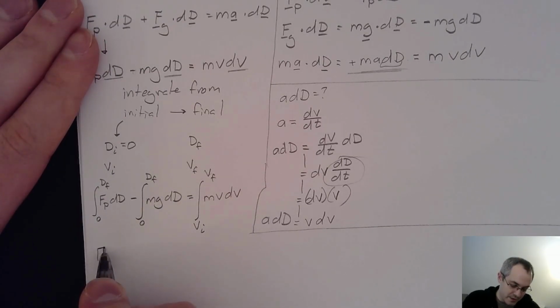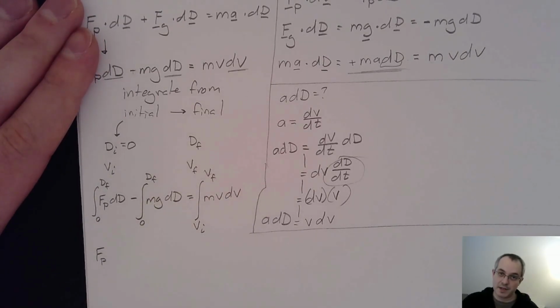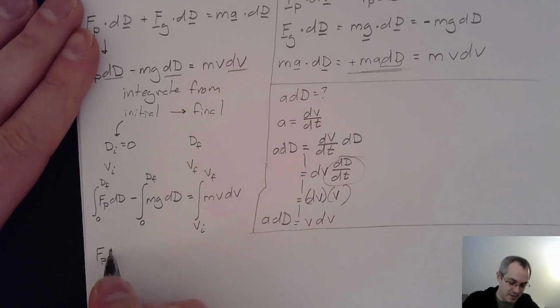So we'll assume constant forces, and then the Fp comes out, and then you just have the integral of just df, which would just be df minus 0, so this would just be df then. And then this would be minus, the mg comes out, and again, df.